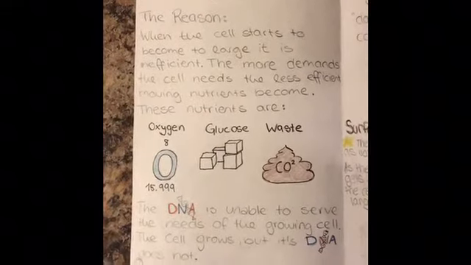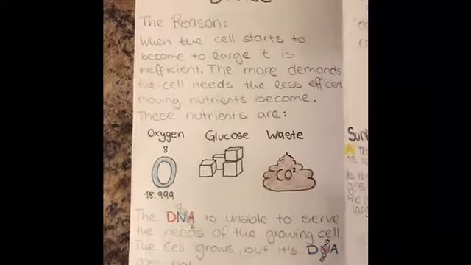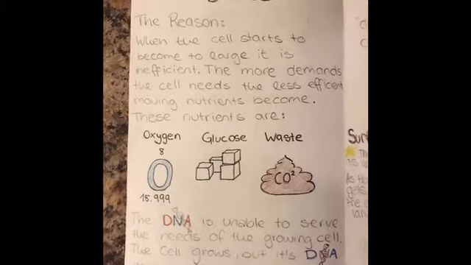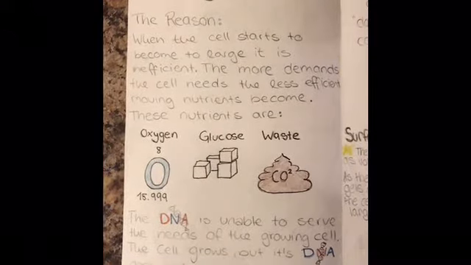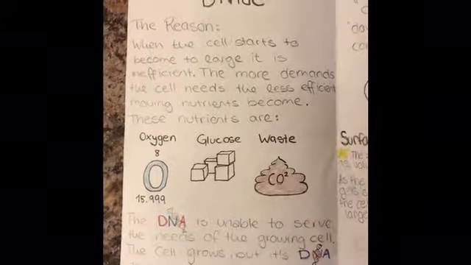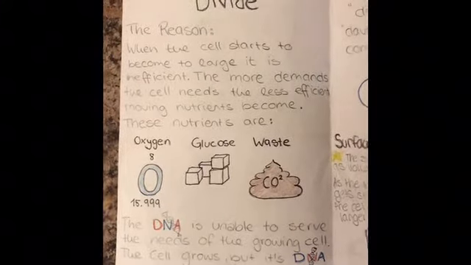Why cells have to divide. The main reason: when the cell starts to become too large, it is inefficient. The more demands the cell needs, the less efficient moving nutrients becomes. These nutrients are oxygen, glucose, and waste, which is CO2. The DNA is unable to serve the needs of the growing cell. The cell grows, but its DNA does not.